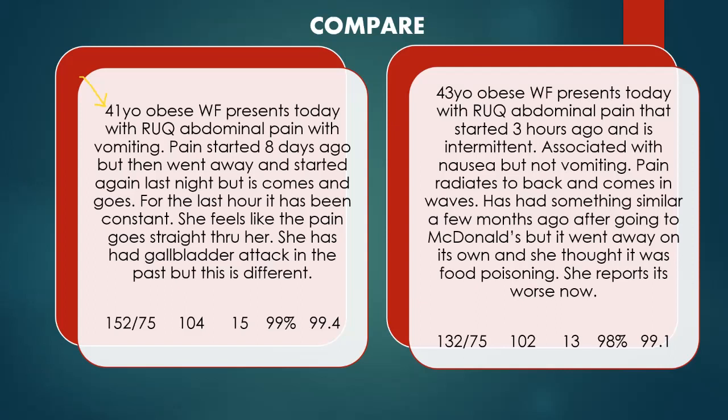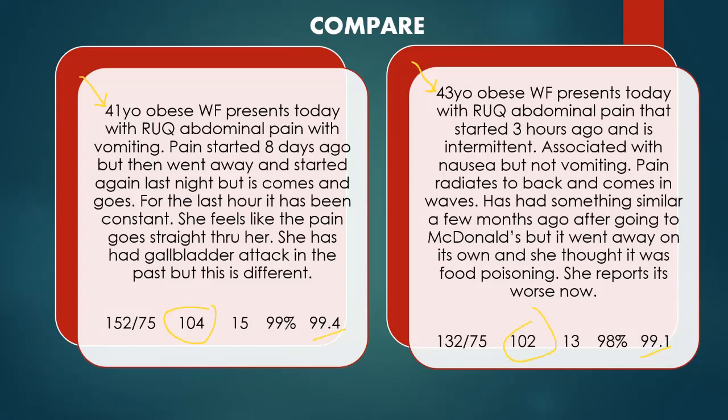Obviously, you can read, but I've got to go through all of this stuff. The other patient, a 43-year-old, has almost exactly the same history. It also started only about 3 hours ago and is intermittent without vomiting, but does have some nausea and it radiates to the back. It's also associated with eating McDonald's. So the different clues in this history are that both of these patients are tachycardic. Both of these patients are essentially afebrile. Both of their vitals are almost the same.